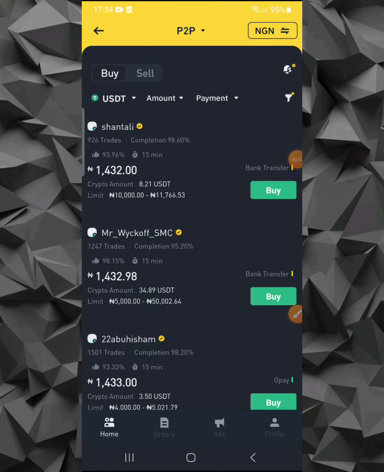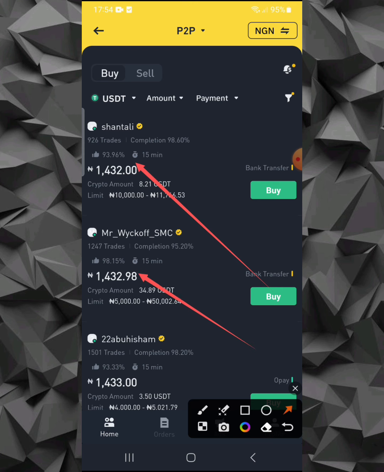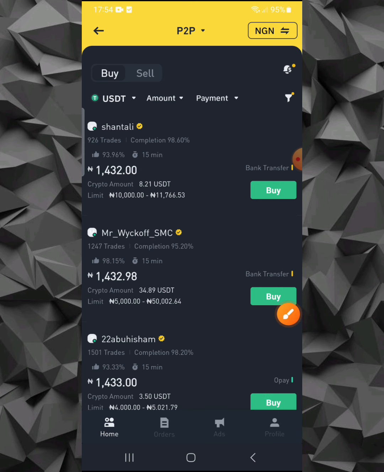Alright guys, as you can see right here, as of the current time I'm making this video, this is the current rate of USDT to Naira, and you can see it's still on the high side, okay? Now this particular strategy is very hidden. A lot of people don't know about this. That's why a lot of people have been making a lot of money from this strategy for a very long time. It's only a few people that understand how this works, okay?